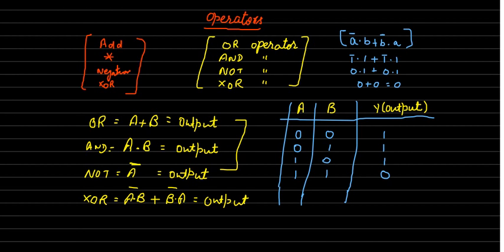Let's check the first one again. I think there is a little mistake in that, so let's confirm it. 0 bar dot 0 plus 0 bar dot 0. So we have 1 dot 0 plus 1 dot 0. We have 0 plus 0. So the answer is 0. So this is not 1, this is actually 0. Now we are done with all the outputs of the XOR gate. So now we are ready to see the next one.